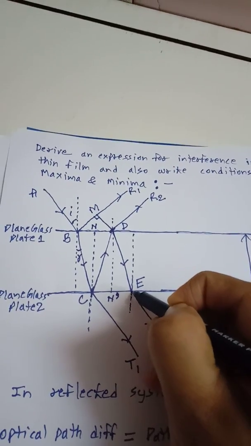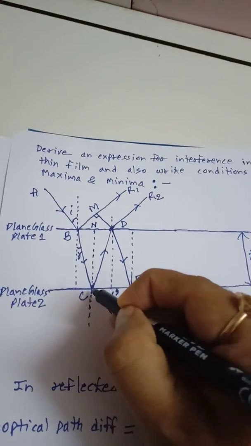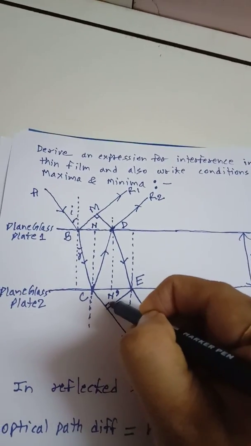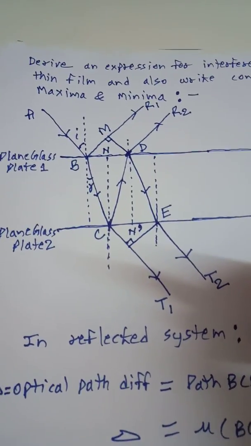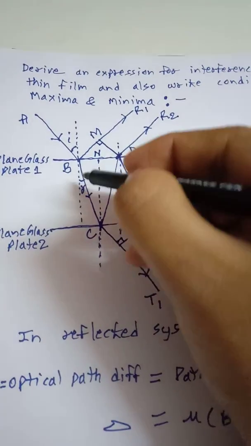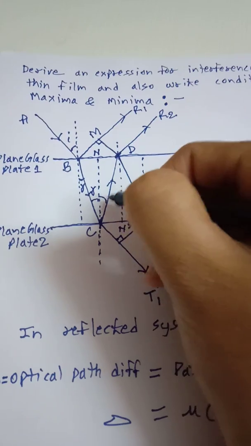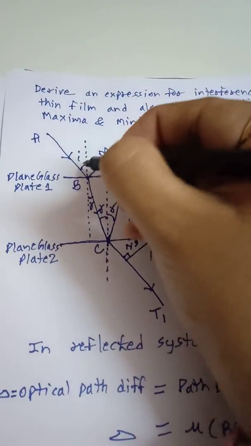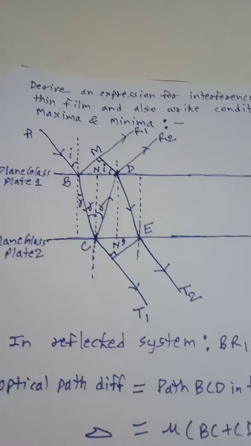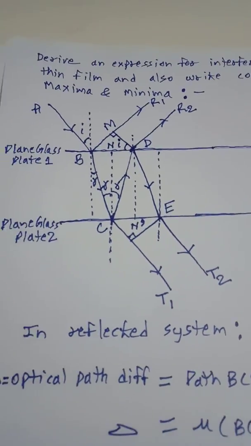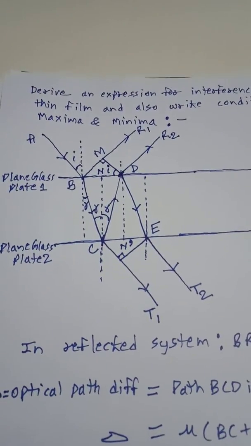Okay, and normals are drawn in the transmitted ray also. Similarly, on CT1 the normals are drawn like this. So this is the complete diagram of interference in thin film. If this angle is R, this will also be R, and then this will also be R. Okay, if this is the incident angle, this will also be incident angle I. So these angles are very, very important. Okay, so this is the complete diagram of interference in thin film.